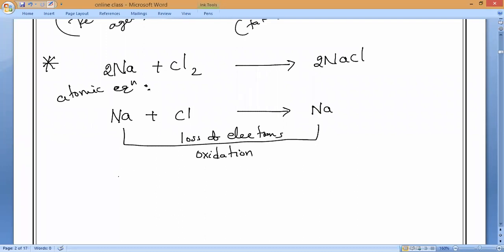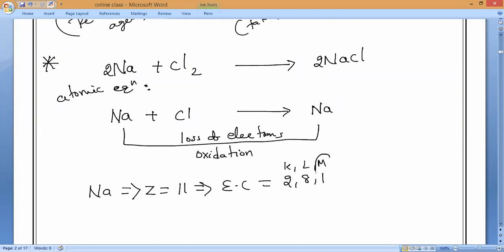So how many electrons can it lose? Sodium, you all know sodium. What is the atomic number of sodium? 11. So what is the electronic configuration? 2, 8, 1. How many electrons can it lose? One electron. So it will become Na plus. Is it yes or no? Plus. Okay.